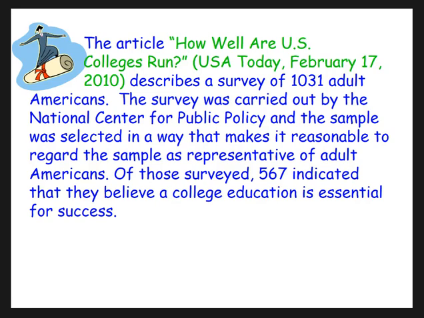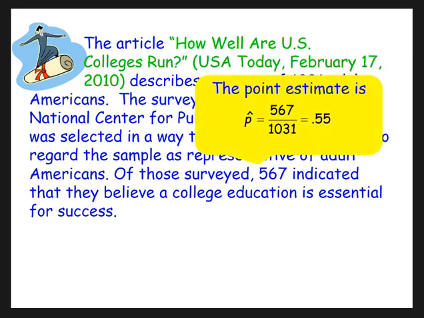So in another article, How Well Are U.S. Colleges Run, describes a survey of 1,031 adult Americans. The survey was carried out by the National Center for Public Policy, and the sample was selected in a way that makes it reasonable to regard the sample as representative of adult Americans. Of those surveyed, 567 indicated that they believe a college education is essential for success.